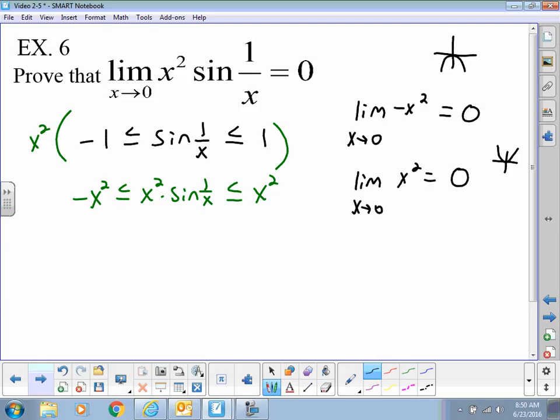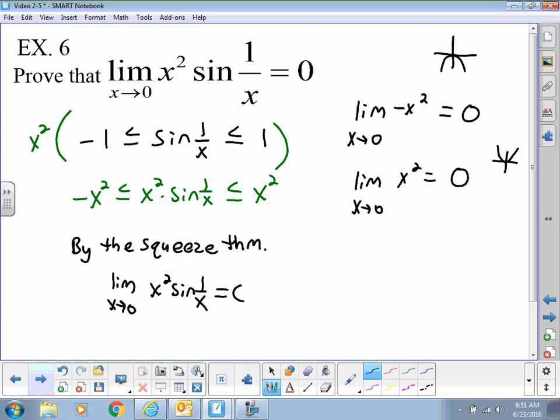Since we have shown that our lower bound and our upper bound as x approaches 0 both have a limit of 0, we can say by the squeeze theorem we now know the limit of x squared sine of 1 over x must equal 0. And it's important that you say by the squeeze theorem.